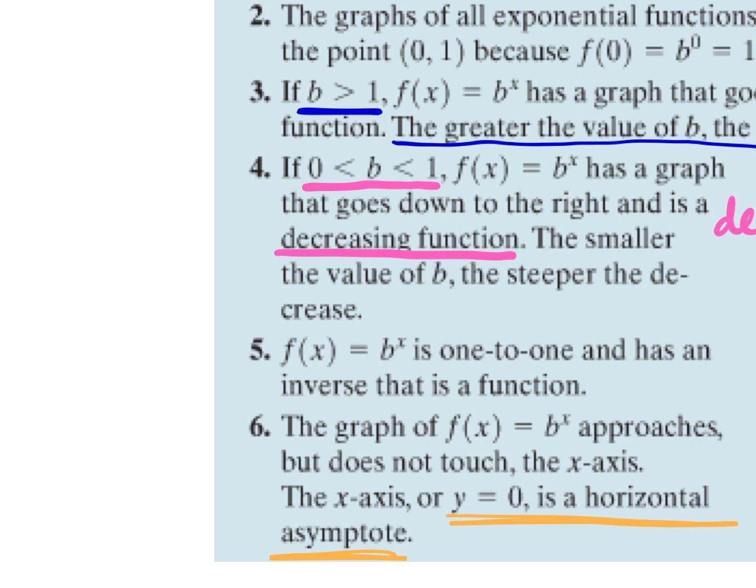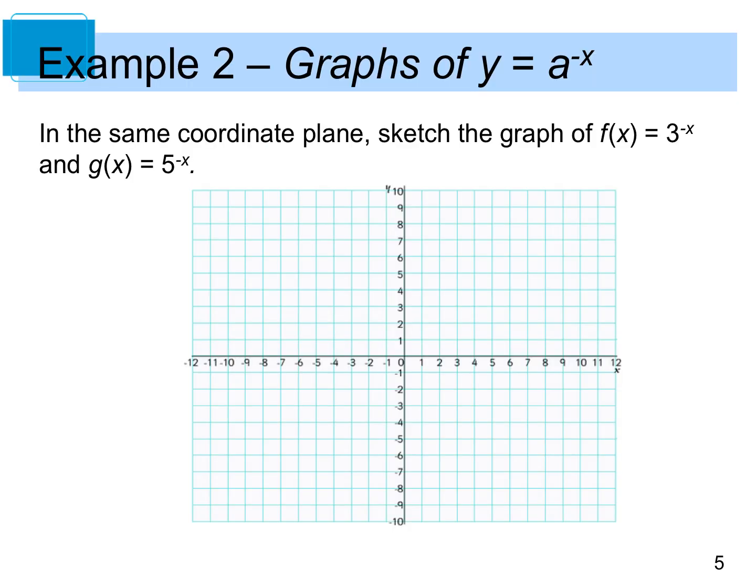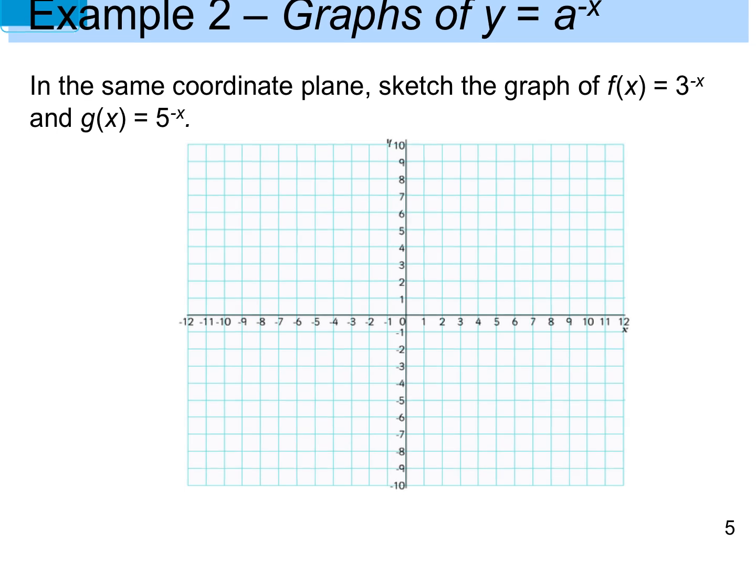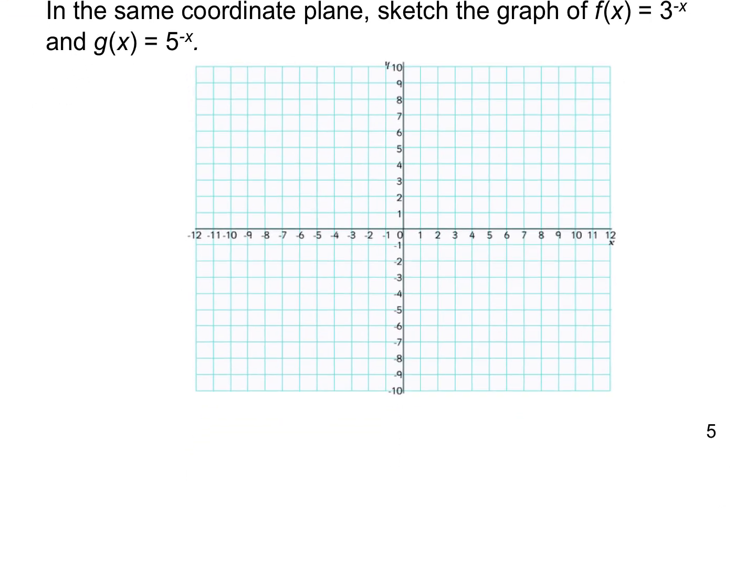So this would be something like if we had 1/2 to the power of x, or like 0.8 to the power of x, something that's in between 0 and 1. In the next example, we're going to sketch the graph of 3 to the power of negative x.